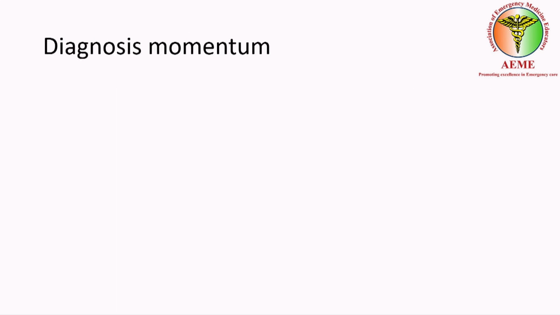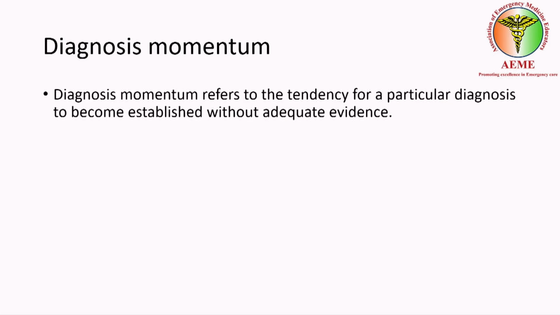Then there is diagnosis momentum. Here what happens is, you have a tendency for a particular diagnosis to become established without adequate evidence. This usually happens when you get a patient referred from elsewhere. Sometimes you get a patient referred from a peripheral center.